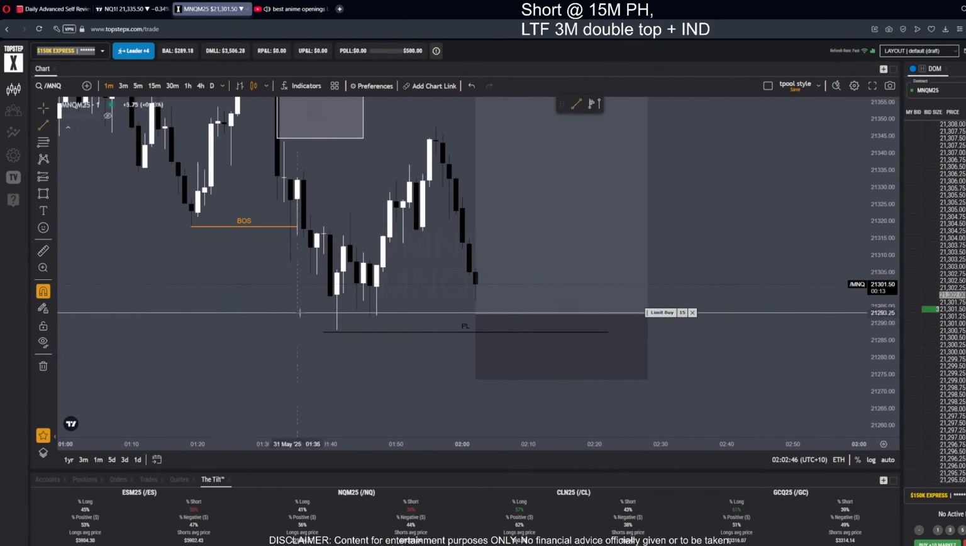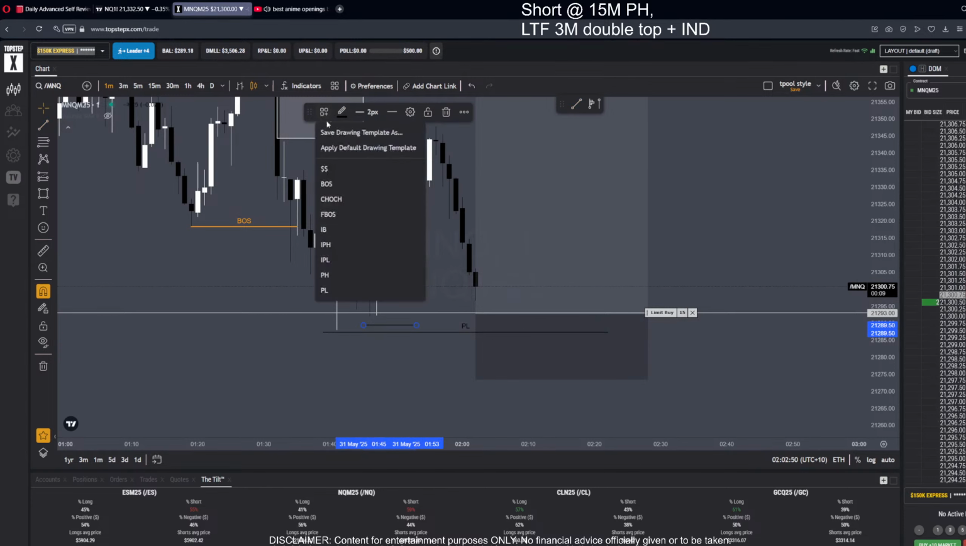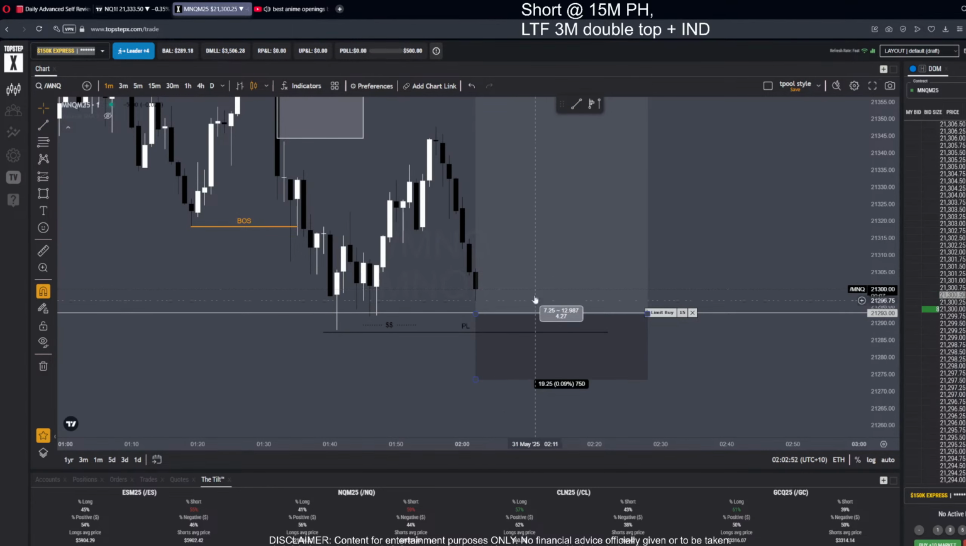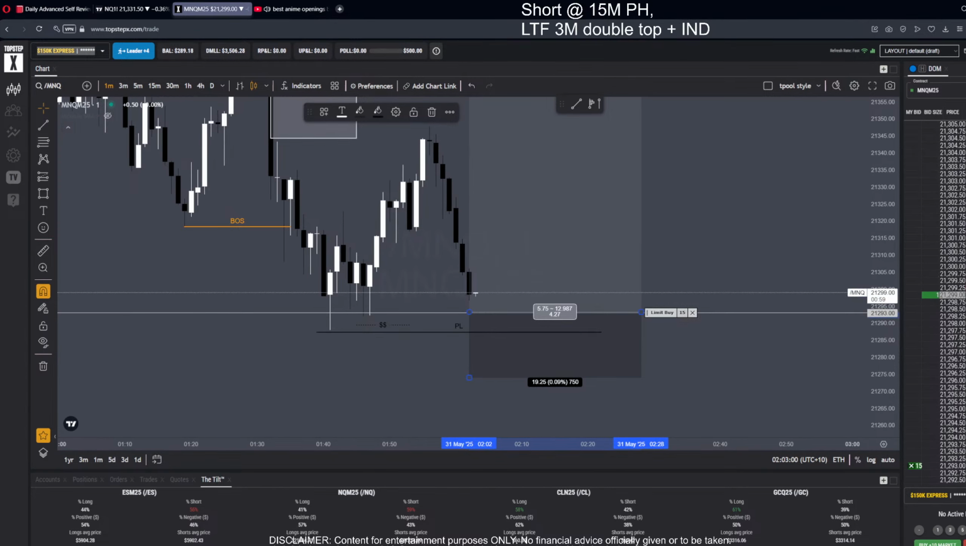What we have is we got the double, this will form the double bottom with the inducement, and that's the protected structure. So that's a pretty high value trade for me. Bottom mid.